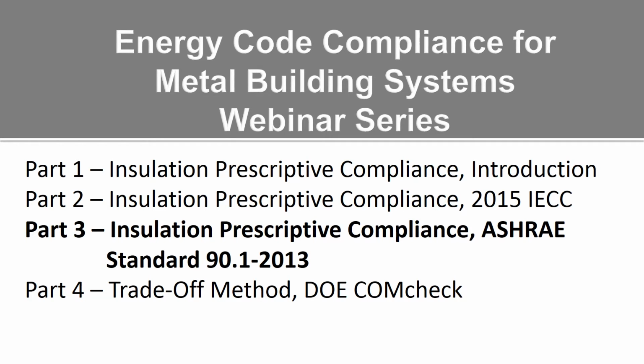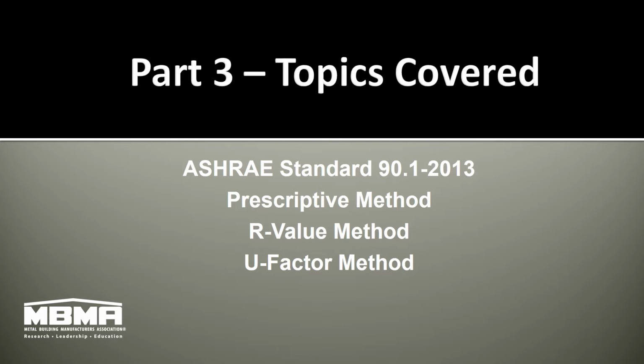In the past webinars, we reviewed a broad overview of the IECC and 90.1 in Part 1. Part 2 reviewed in detail the 2015 IECC prescriptive provisions for insulation for metal building systems. This webinar will focus on the 2013 edition of 90.1. Part 4 will take a look at the trade-off method, in particular the R value method and the U factor method.